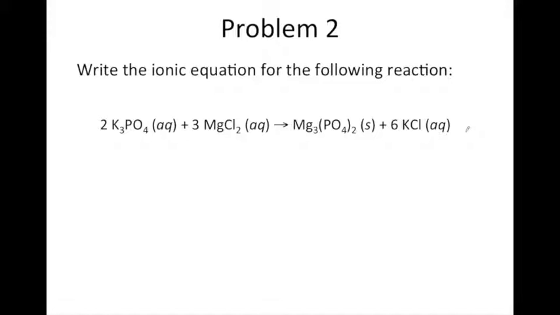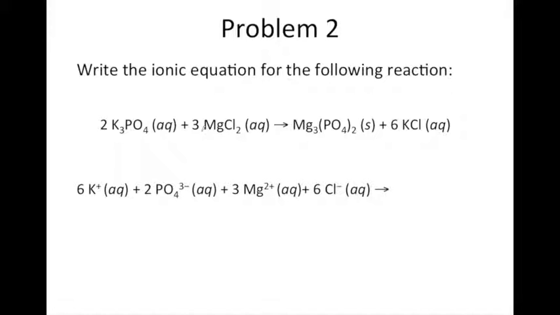Okay, so first we're going to take a look at all of our soluble ionic compounds. We're going to write them in their ionic or dissociated form. For potassium phosphate, we're going to get 6 moles of potassium ions. We're going to get 2 moles of phosphate ions. Remember, the charge and aqueous. For magnesium chloride, we're going to get 3 moles of magnesium ions, and we're going to get 3 times 2, that's 6 moles of chloride ions. Again, all of these are aqueous.